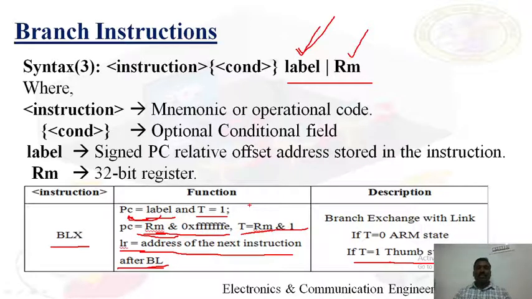BLX is nothing but branch exchange with link. If you are jumping from Thumb state to ARM state, then exchange it, but you should know the link. You should know where you have branched to. Similarly from ARM state to Thumb state as well.